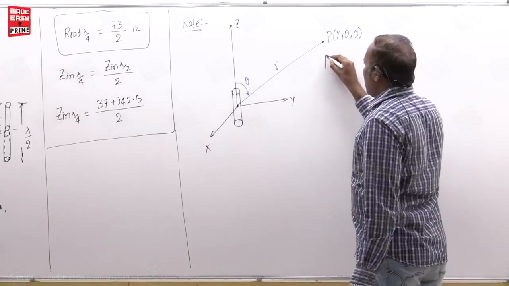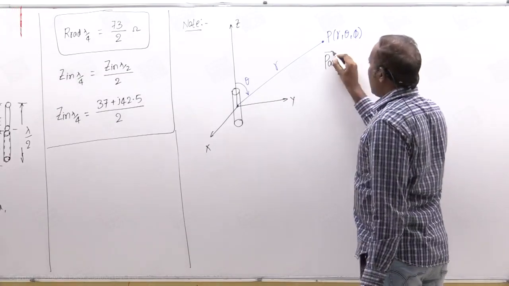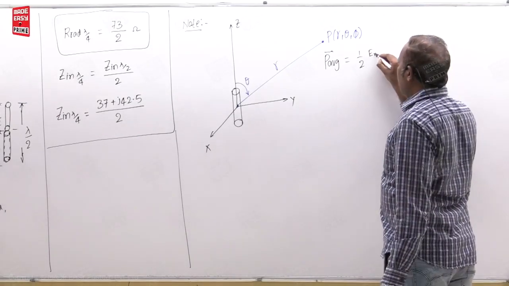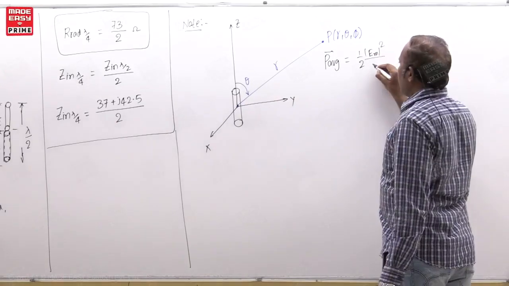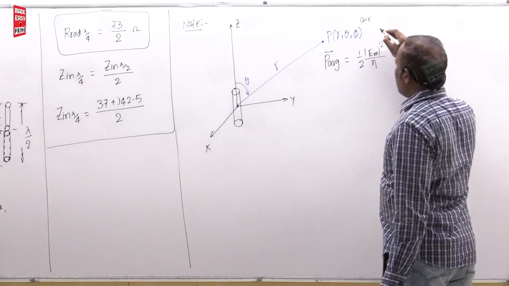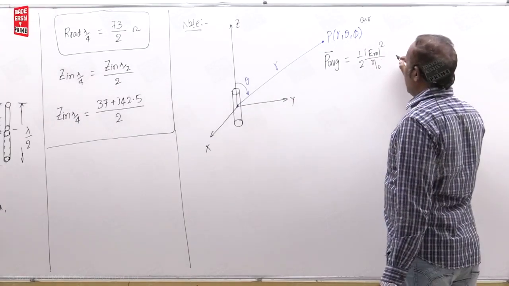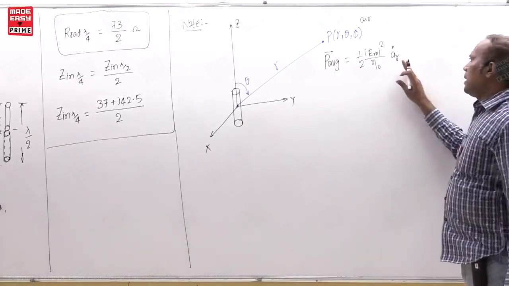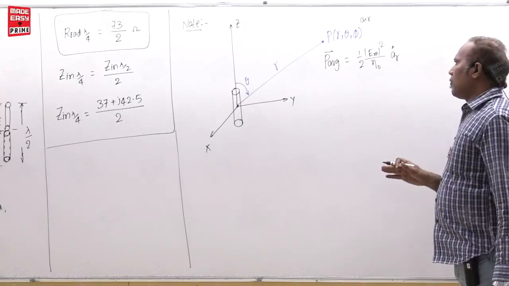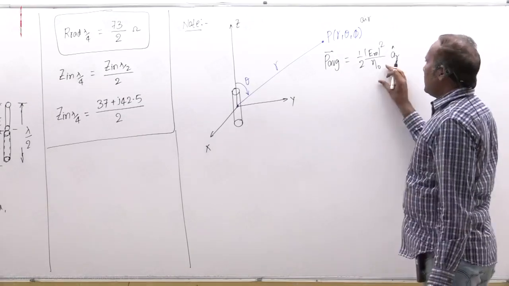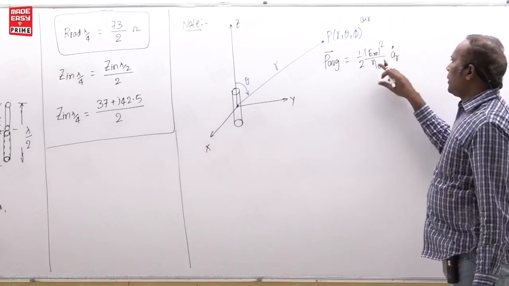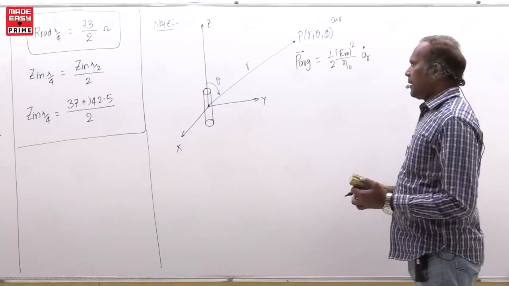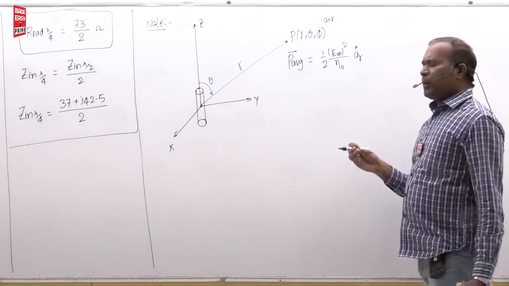The average Poynting vector is equal to half of the electric field maximum value squared divided by eta naught, since it is an air medium, into a_r, because the wave is going in the r direction and power also flows in the r direction. This is one formula. You already know this: half into Em square divided by eta naught into a_r, where Em is the maximum value of the electric field. Now one more formula is there.